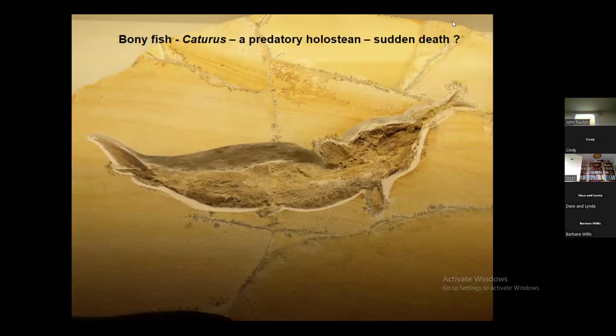There's another bony fish. This is a predator. It's about 1 meter long, Caturus. And this one is fossilized in the process of eating another fish. So there is evidence of sudden death, and this would support Barthel's model of sudden mixing of the waters.